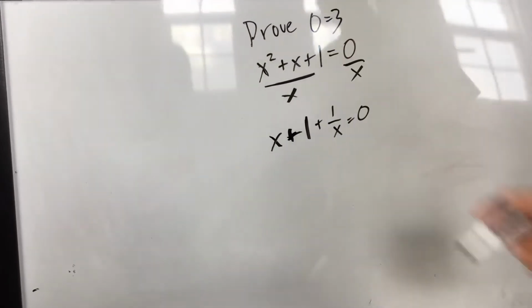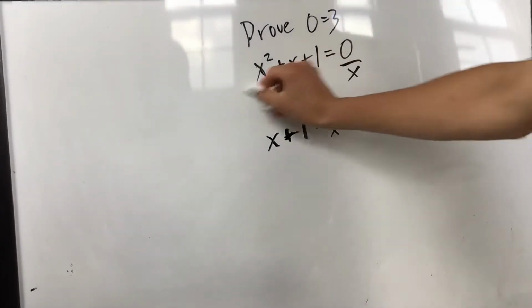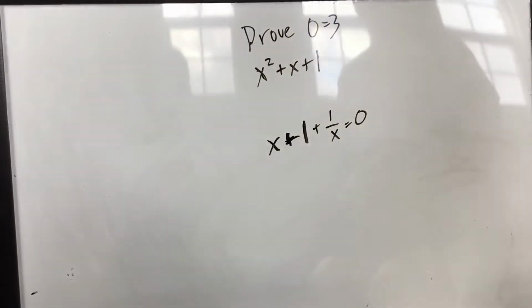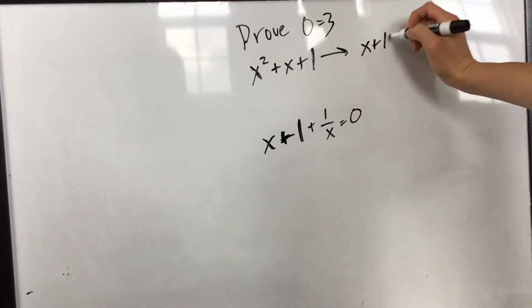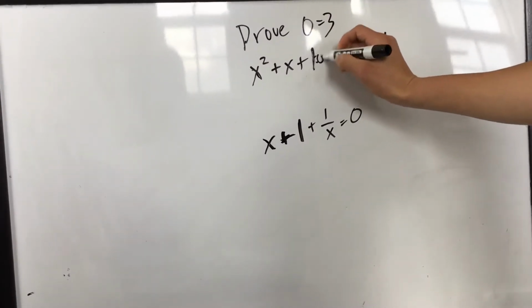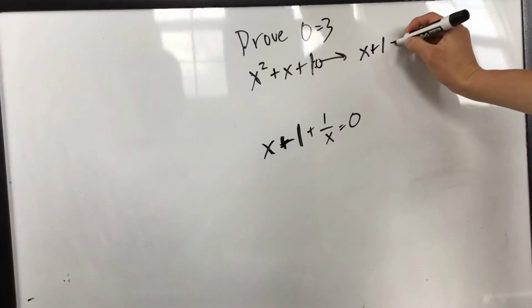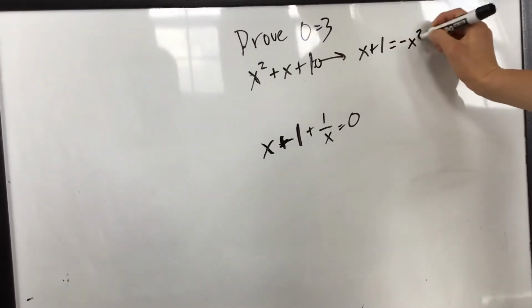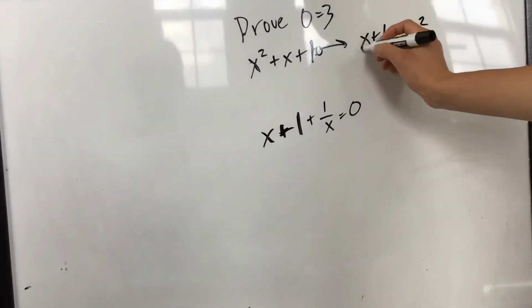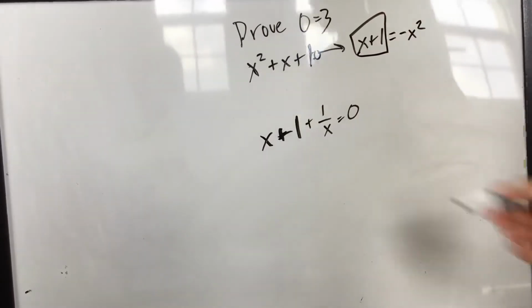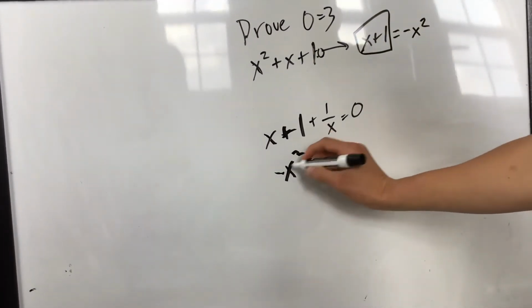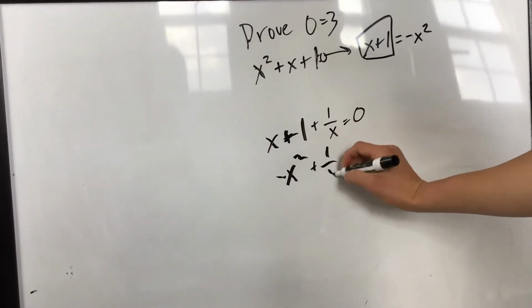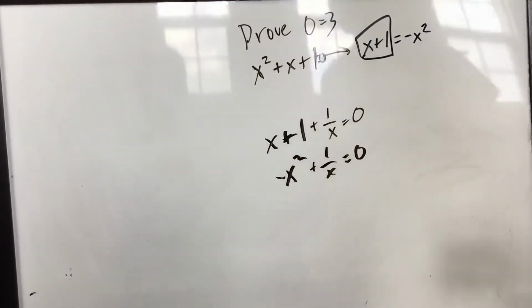Now, I'm going to point out something interesting. If we go ahead and divide by x here and divide by x here, then we actually can change this equation to x plus 1. If we make it equal to 0 here, x plus 1 equals negative x squared. But you notice that this x plus 1 is the same x plus 1 right here, so you can actually substitute this out to negative x squared plus 1 over x is equal to 0.